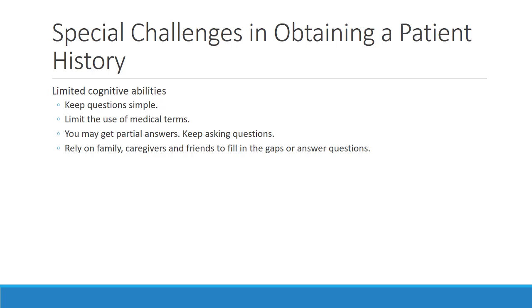For patients with limited cognitive abilities, we want to keep questions simple. We want to limit the use of medical terms. You may only get partial answers, but keep asking questions. This may be where you have to ask closed-ended questions. You want to rely on family, caregivers, and friends to fill in the gaps or answer questions for you.